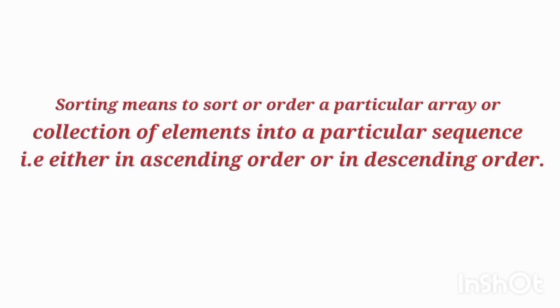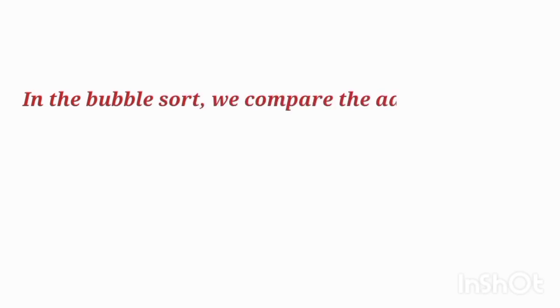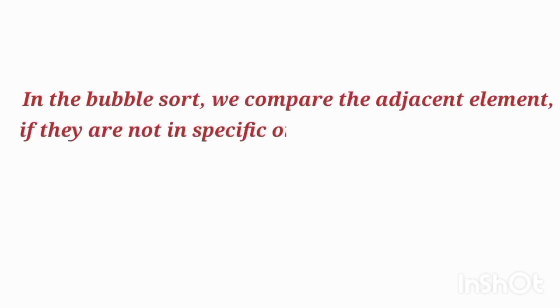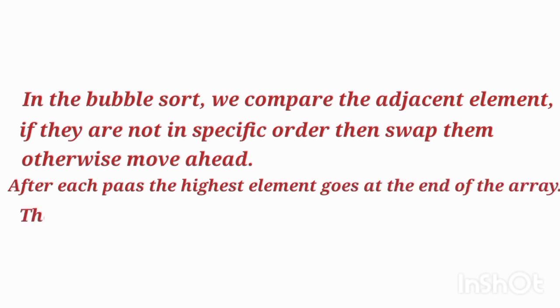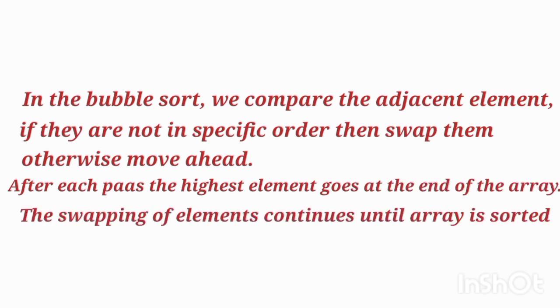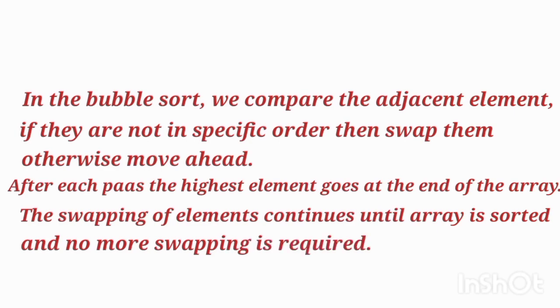In this video, first we will understand the working of bubble sort with an example, how the data is sorted using the algorithm, and then we will write down the code. It is a comparison based algorithm. We compare adjacent elements, and whenever we get a pair that is not in a specific order, we swap them. The swapping continues until the array is sorted and no more swapping is required. Let's understand it with the help of an example.